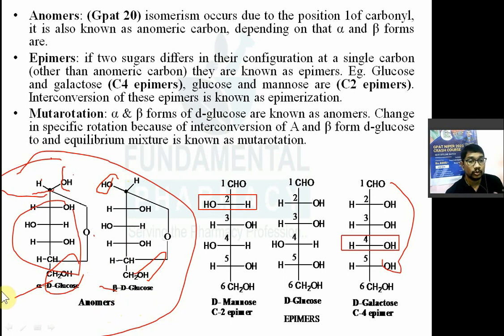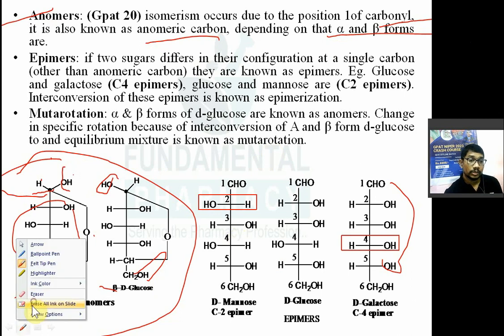So due to difference in the arrangement of hydroxyl and hydrogen on an anomeric carbon atom, there is a different isomerism known as anomers. इसके ऊपर GPAT 2020 में क्वेश्चन आ चुका है. What is anomers? Isomerism that occurs due to the position 1 of carbonyl, it is known as the anomeric carbon atom, and depending on that alpha and beta forms of glucose, cyclic glucose is possible. जैसे यहाँ पे दिखाया है मैंने.